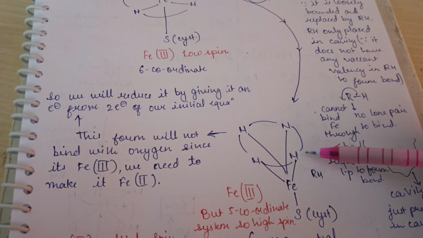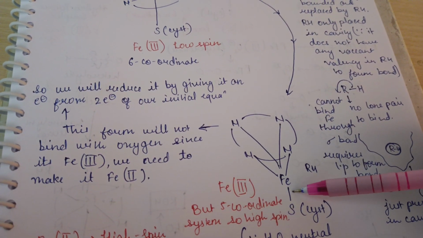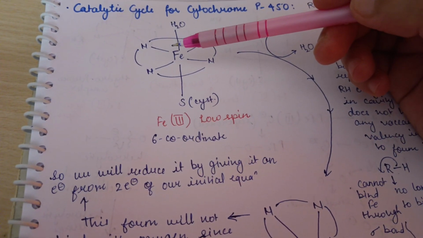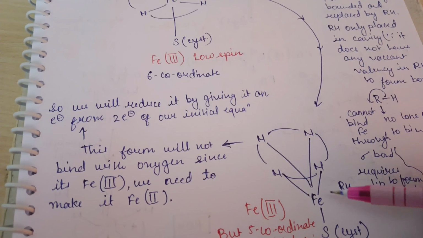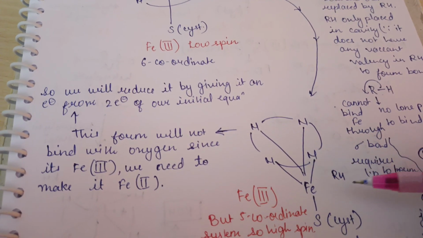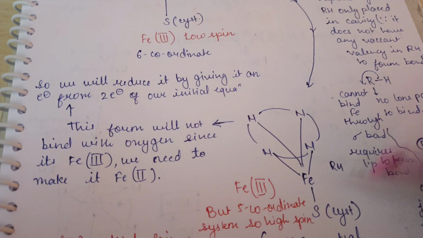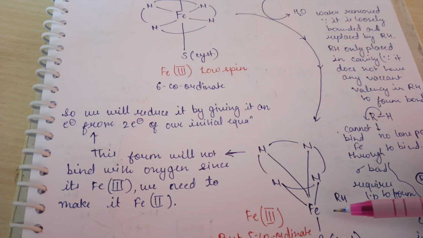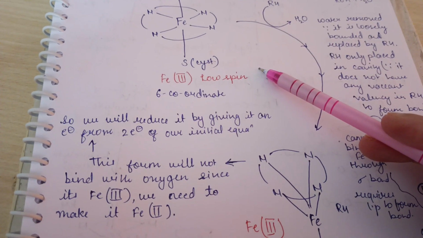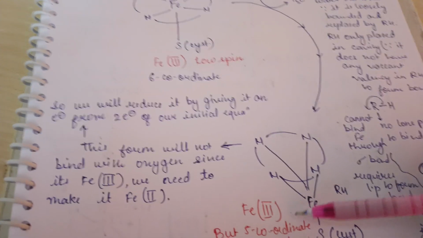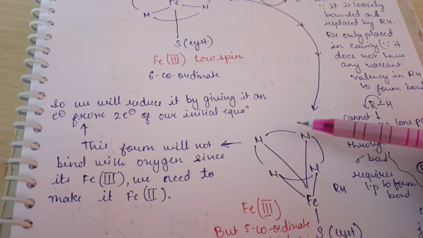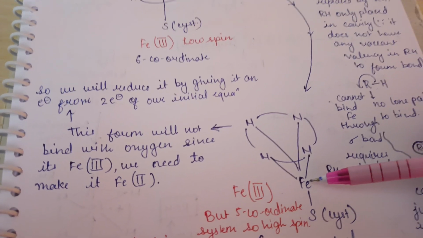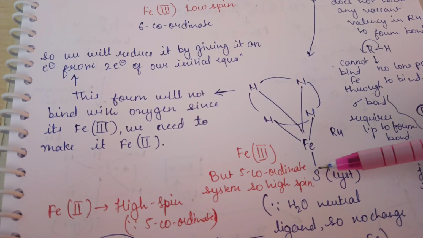Now after the water leaves, we can see that the iron has become a 5 coordinated system, right? First it was a 6 coordinated system, but now it has become a 5 coordinated system, and our RH is present in the cavity. I've just shown it at the side. The oxidation state of iron was 3, and it will remain 3, because the water that left is a neutral molecule, so it will not affect the oxidation state of the iron atom. But what has changed is the coordination number.